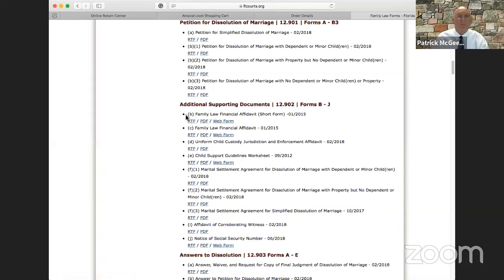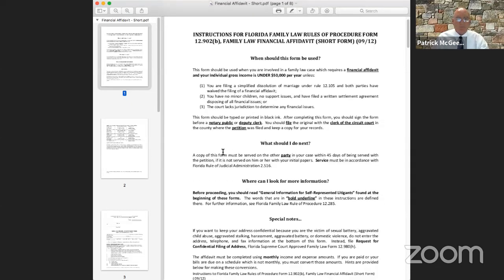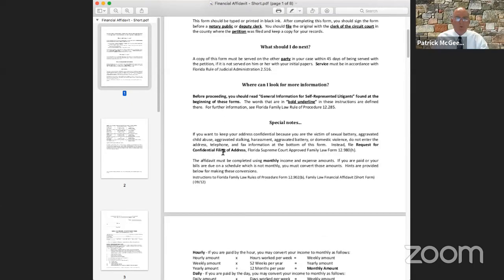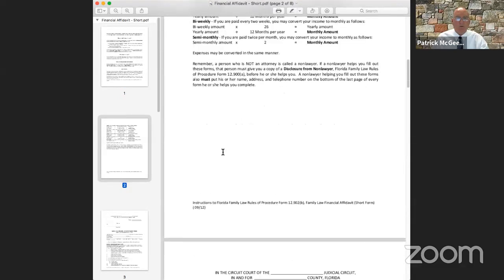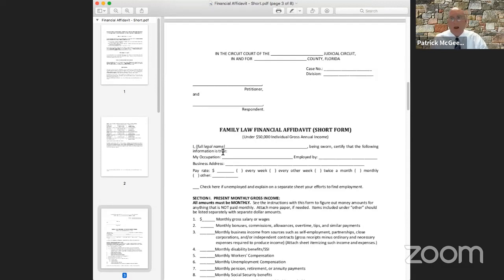See, is this it? Oh, that's where I was before. So we stop that. So find the financial affidavit. Here it is. All right. So here it is in PDF form. It has instructions in the beginning, but they're not really helpful. So you can read the instructions. It gives you an idea how to do stuff. But when you get down here on page 3, this starts the actual Florida family law form.